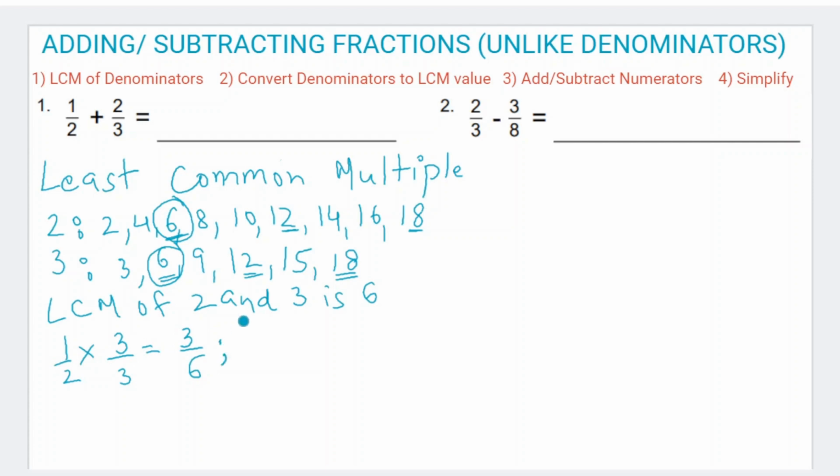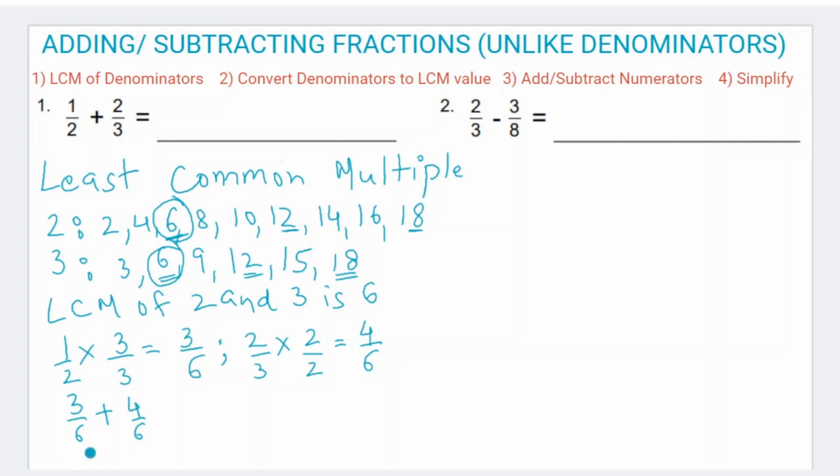I'm going to do the same with the second given fraction, 2 over 3. I have to convert the denominator to 6. To do that, I need to multiply 3 by 2. 3 times 2 is 6. Whatever I do with the denominator, I have to do the same with the numerator. 2 times 2 is 4. Now I converted my given fractions to 3 over 6 and 4 over 6.